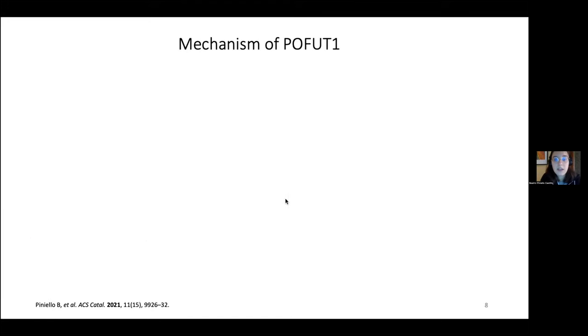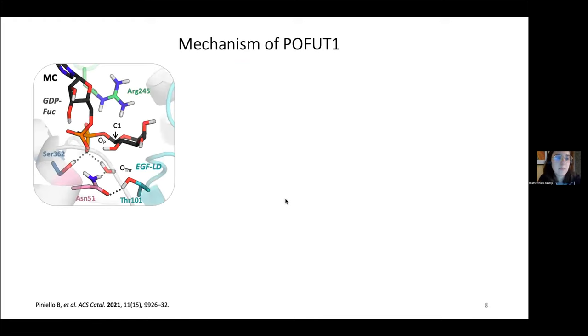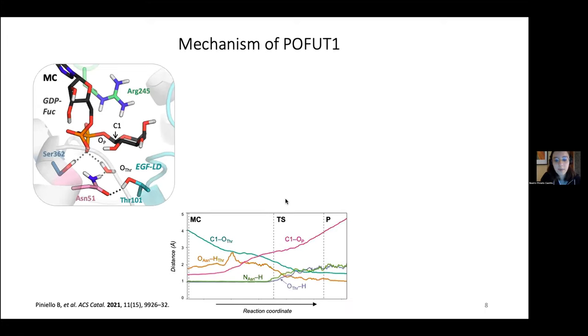Okay, so the metadynamics simulation was successful in driving the reaction from reactants to products. Here is a picture of the Michaelis complex, and here a plot of the different distances along the reaction coordinate. In the first picture, we can see that the oxygen of the threonine, the hydrogen, and the asparagine are making a hydrogen bond, which is consistent with what we saw in the X-ray structure.